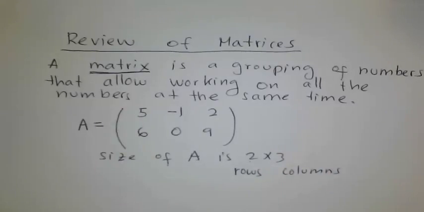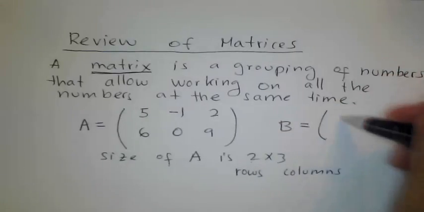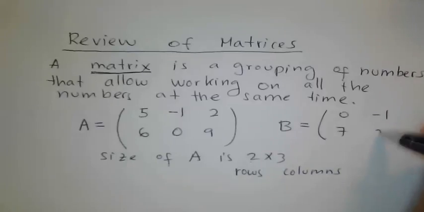So if I have another matrix, let's say a matrix B, and this is 0, -1, 7, and 2, then the size of this matrix is 2 by 2. Okay, so you see this is basically very similar to the concept of an array in programming languages.